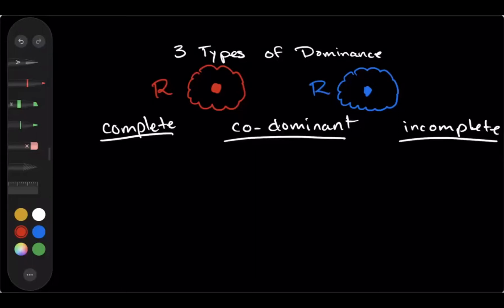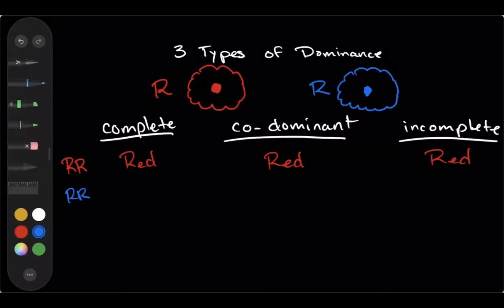So let's say that you had a genotype that looked like this. You had red R. So that genotype, you would expect in complete dominance or regular old Mendelian inheritance, you would have a red flower, correct? Because the only alleles expressed in this genotype would be for the color red, and you would also expect the same thing from codominance and incomplete dominance. You would have that red color expressed. Now let's say you had blue R.